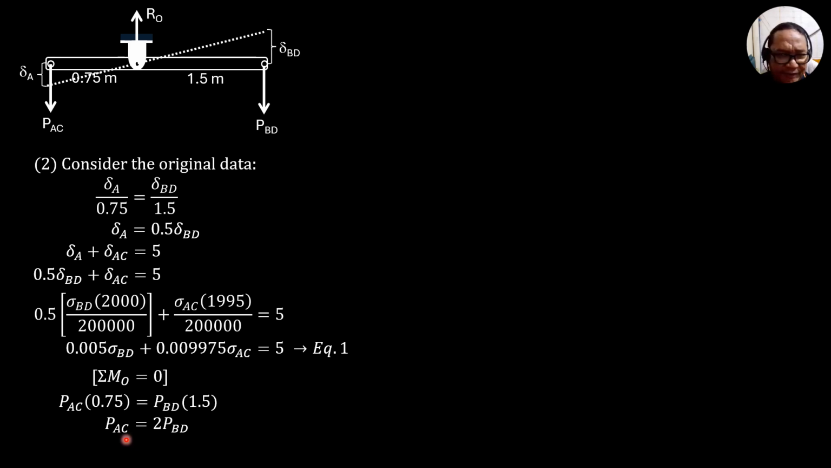So since force equals stress times area, this is stress in AC, area in AC 50 mm square, equals 2 times stress in BD times area in BD, 300 square. From there, we can express stress in BD in terms of stress in AC, and that is 5 over 12 stress in AC. We then substitute that into equation 1.